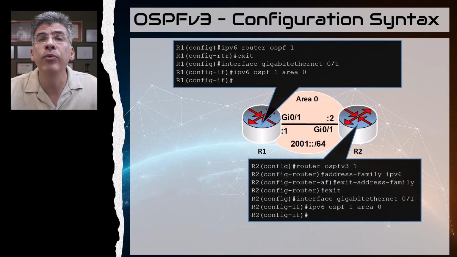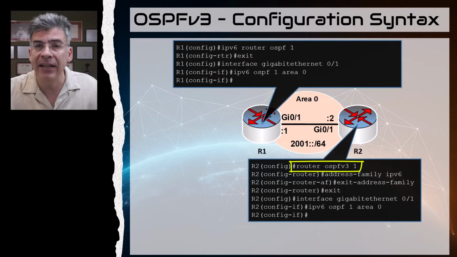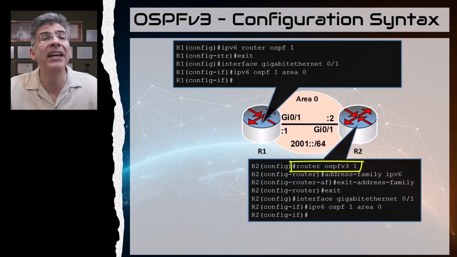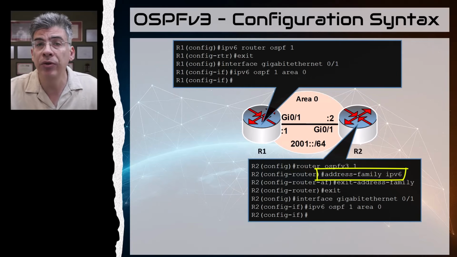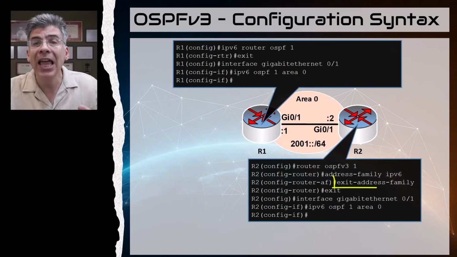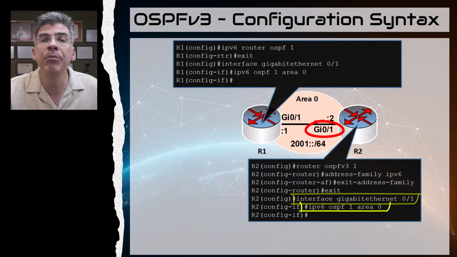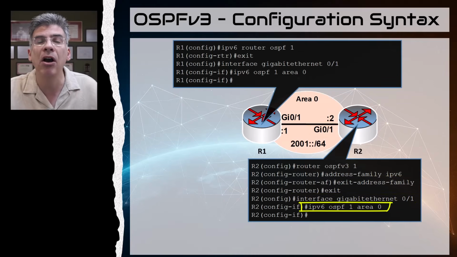Now on R2, let's configure it differently. Let's use the router OSPFv3 command. This command enables OSPF version 3, but without specifying the address family being used. When you do this, you must then specify the address family you want to enable using this command here. Once you do that, you have the option of configuring other address family related parameters in that configuration mode as well. I won't be doing that here. I'll exit the mode and then go into the interface configuration mode and enable OSPF in the same way we did on the other router.